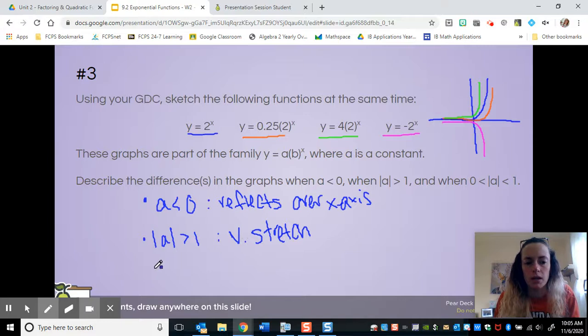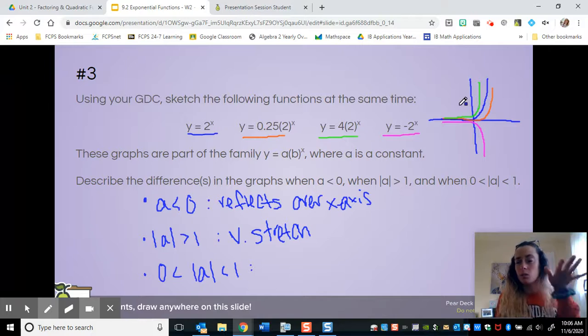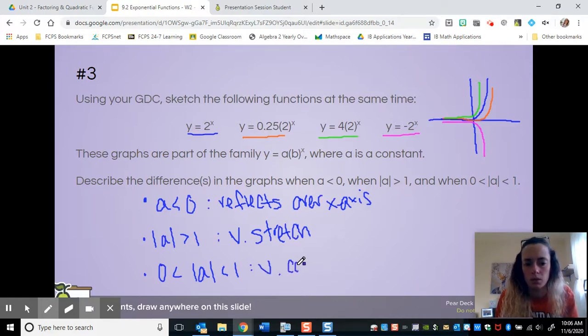Finally, when the absolute value of a is between 0 and 1, again, so we're looking at just the number of a, not the sign of it. Now it's saying it's between 0 and 1, so it's a fraction or decimal, similar to what we have in this orange graph. You can see it's been a little bit squished down, right? It's been compressed vertically. So I'm going to say vertical compression.